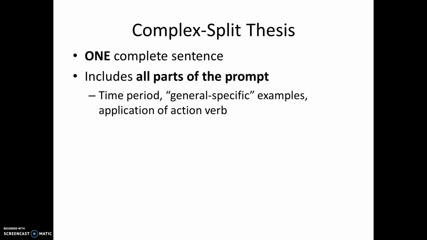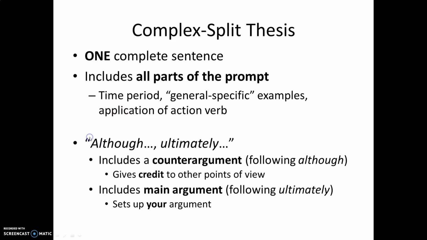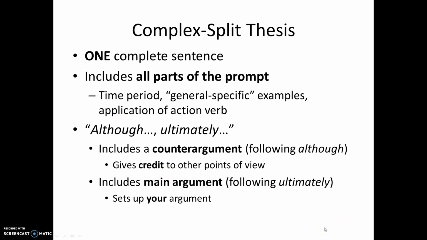You need to include all parts of the prompt. So the time period must be there, general specific examples of the topic at hand, and then you need to apply the action verb. Usually that verb has been evaluate, which means it needs to be a deeper, more nuanced, more academic style argument. The two magic words with this complex split thesis are although and ultimately. Although will be the first word, and ultimately will be in the middle.